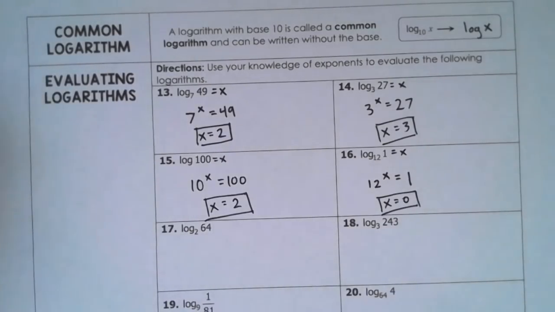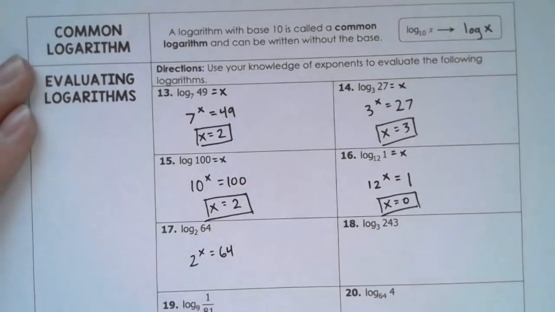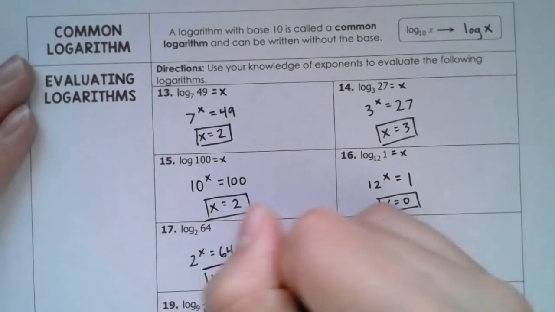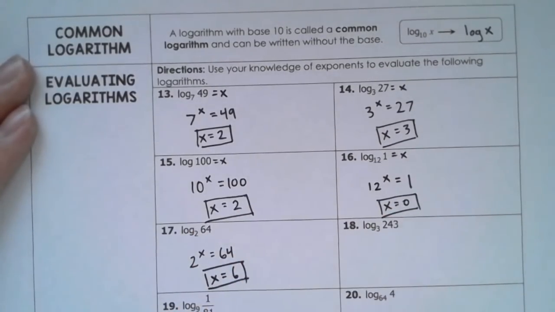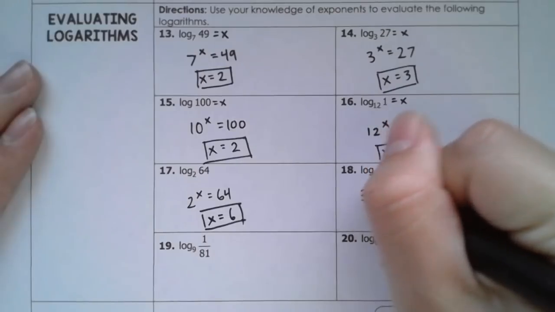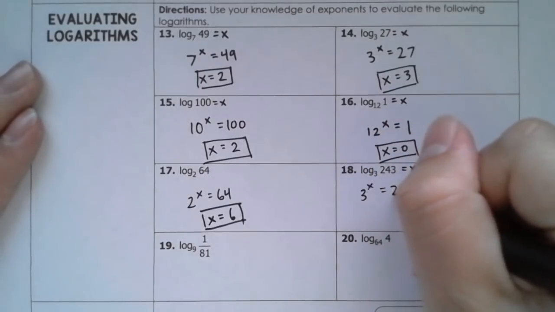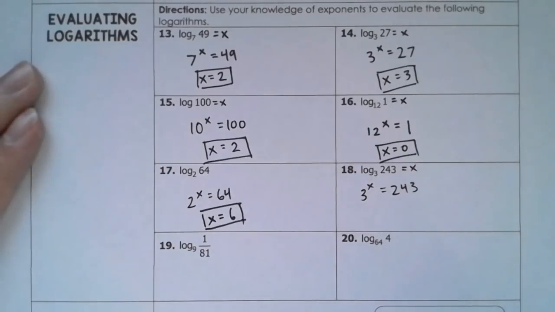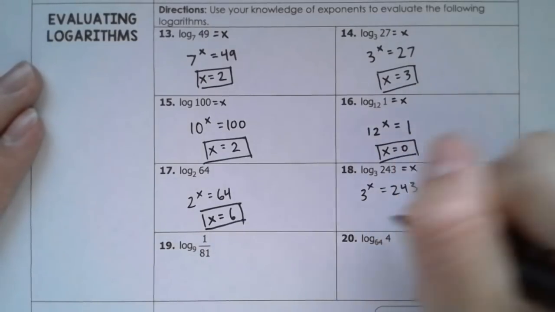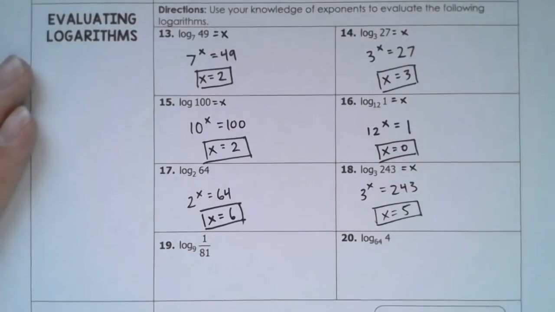Number 17, I have log base 2 of 64. So 2 to the x is equal to 64. This is going to be 6, because 2 to the 6 is 64. Number 18, log base 3, keep forgetting to write x there. 3 to the x is equal to 243. And this is going to be 3 to the 5, which gives me 243.